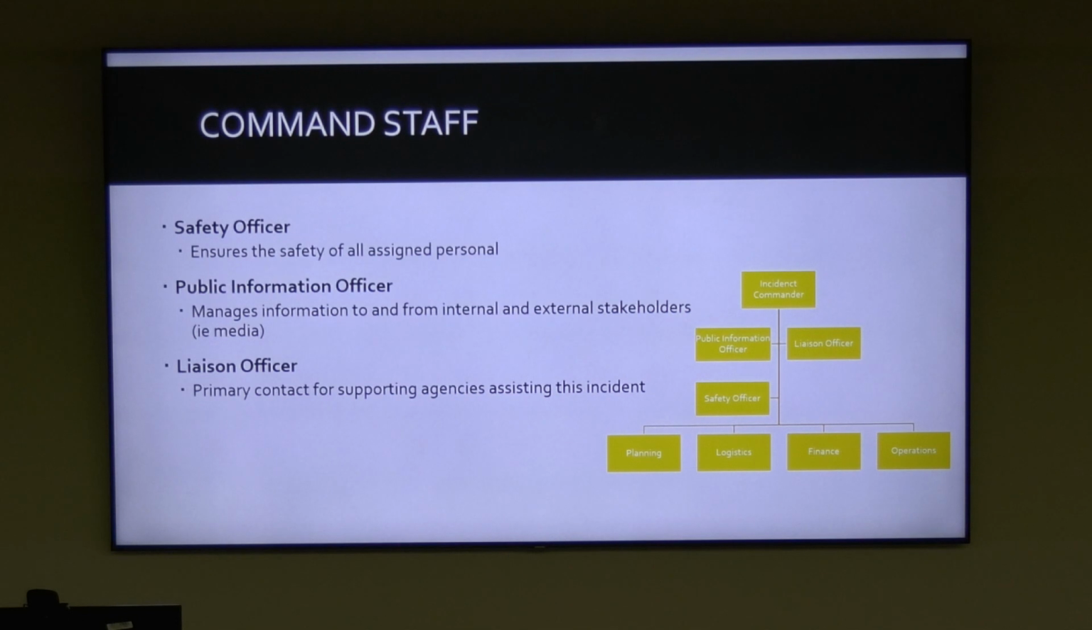The last part of the command staff is the liaison officer. The liaison officer is the primary contact for supporting agencies assisting this incident. This would be, for example, if a hospital during a disaster has a liaison officer, they are under the incident commander on how to address the disaster directly, but also working with a supporting agency such as other hospitals or, on a larger scale, possibly FEMA. So the liaison officer would be the main person that would address the communication between these supporting agencies and the incident commander.